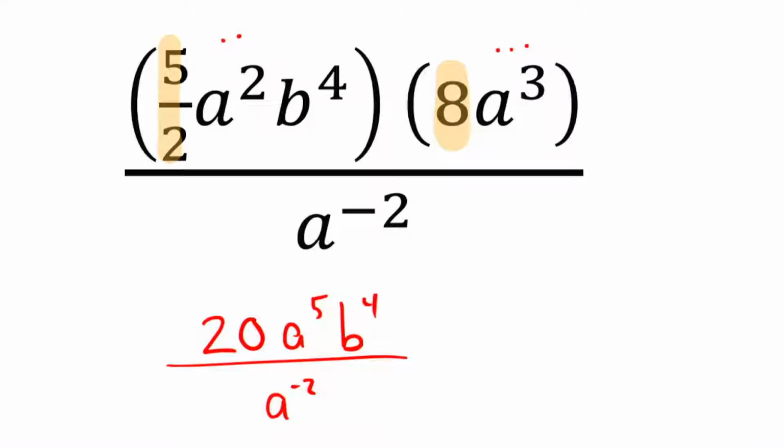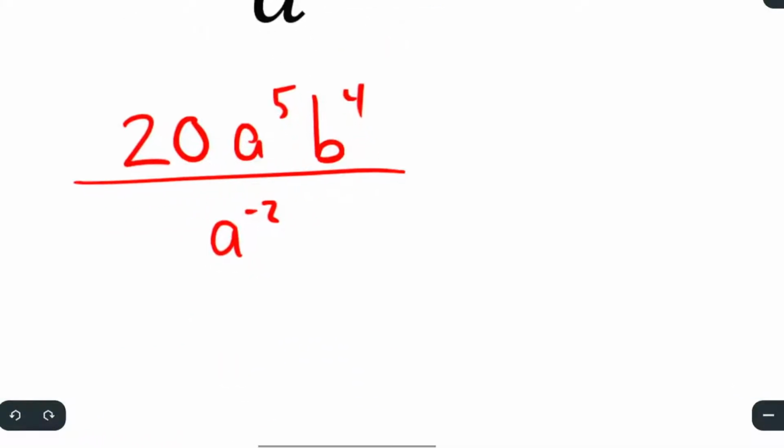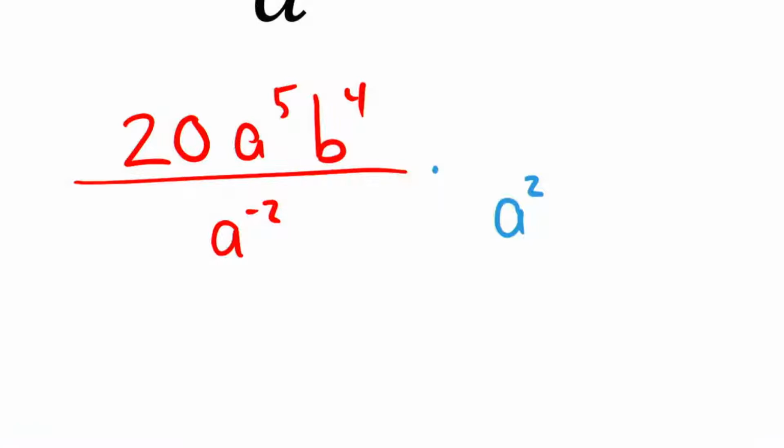When I look at that a to the negative 2nd, I'm going to use the same technique. I'm going to neutralize that by multiplying both the numerator and denominator by a to the 2nd. This is the reason I'm selecting this: I know that it will make the value 1 with the a to the negative 2nd.